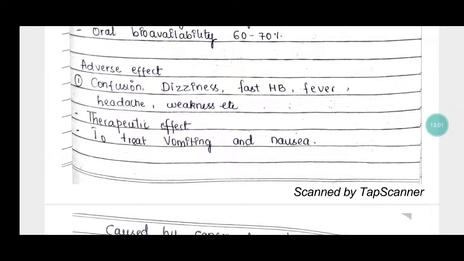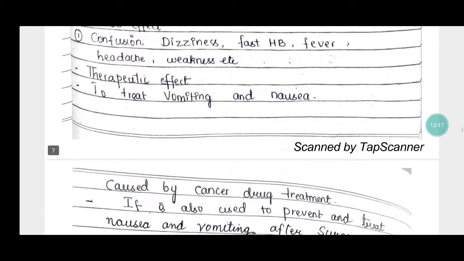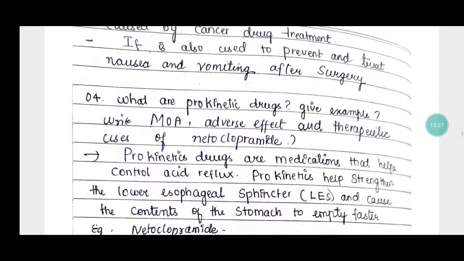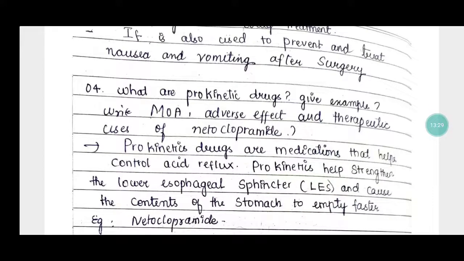The adverse effects are confusion, dizziness, fast heartbeat, fever, headache, weakness, etc. And the therapeutic effect of ondansetron is to treat the vomiting and nausea which is caused by cancer drug treatment, and it is also used to prevent and to treat nausea and vomiting after surgery or chemotherapy, etc.